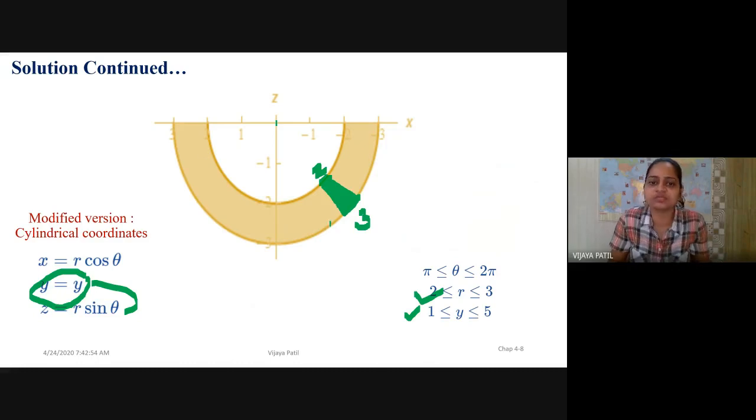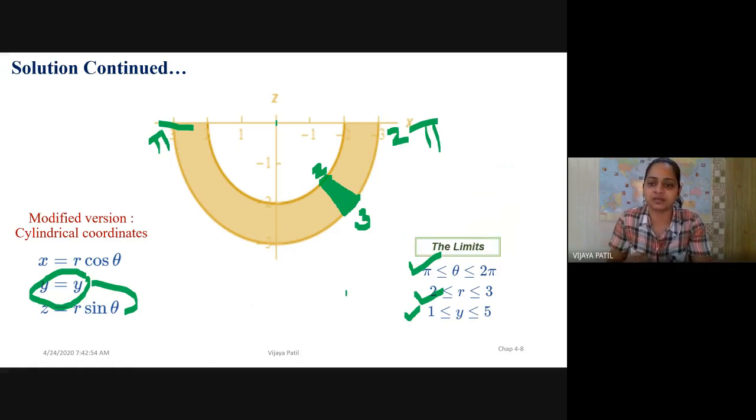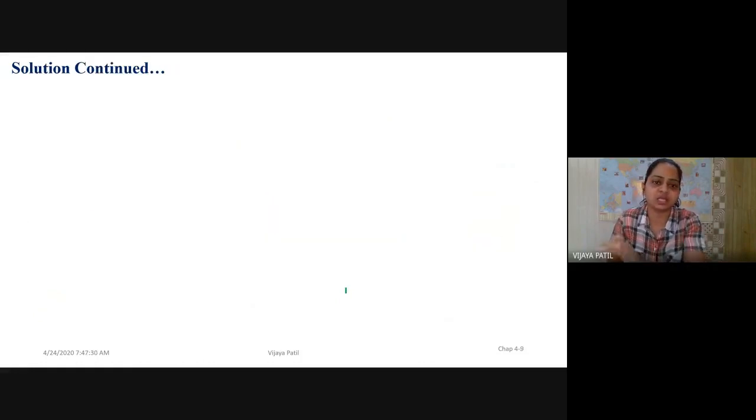And how about theta? Obviously theta will complete, because this r will start from this point. So this point is theta equals pi, right? It will complete this half circle here, and it will reach this point, which is 2 pi, and therefore theta will move from pi to 2 pi, and which are the limits for this particular integral.